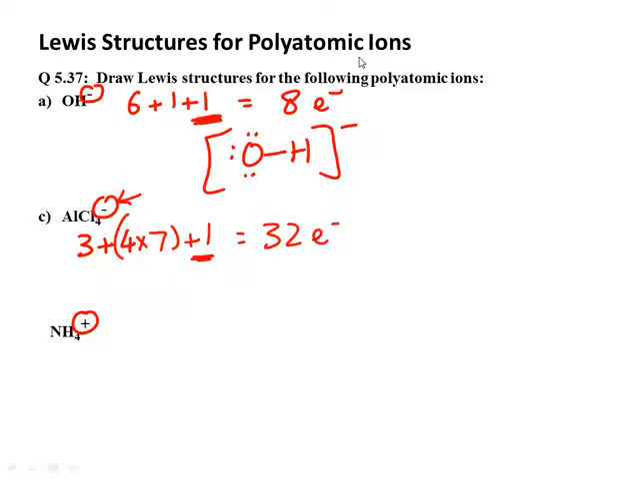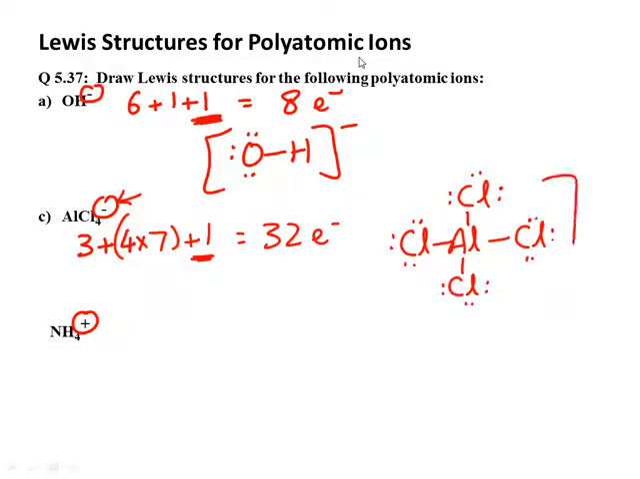Aluminum in the middle, connected to the 4 chlorines. And then we've used up 8 electrons of 32, which leaves us with 24. Let's fill up the valence of the peripheral atoms first using those remaining electrons. And we realize we've used up all of the 32 electrons, and the charge must be shown outside of the parentheses.